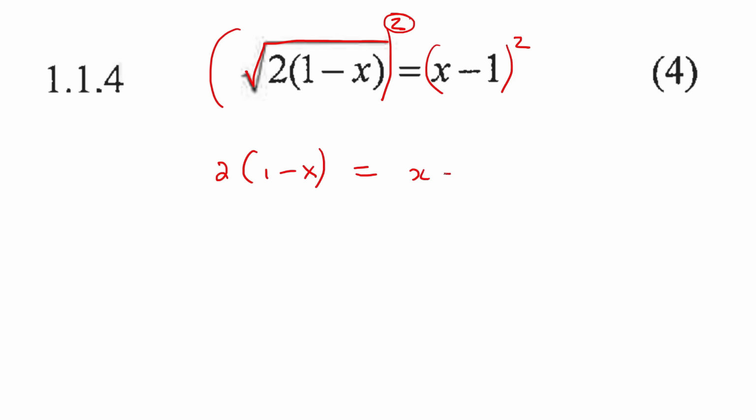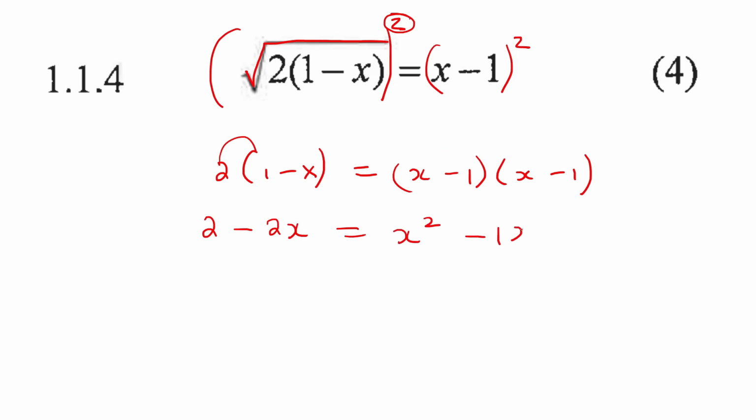And then on this side on the right, I'm going to make 2 brackets. Don't just say x squared and 1 squared. A lot of learners still do that. Rather do 2 brackets. And then you're going to multiply and simplify, so it's going to become 2 minus 2x. And then on this side, I'm going to end up with x squared, take away 1x plus 1.